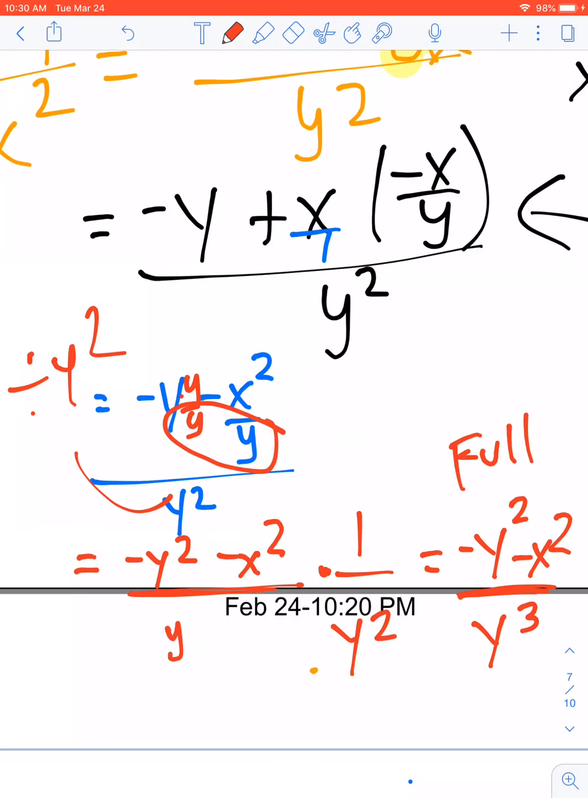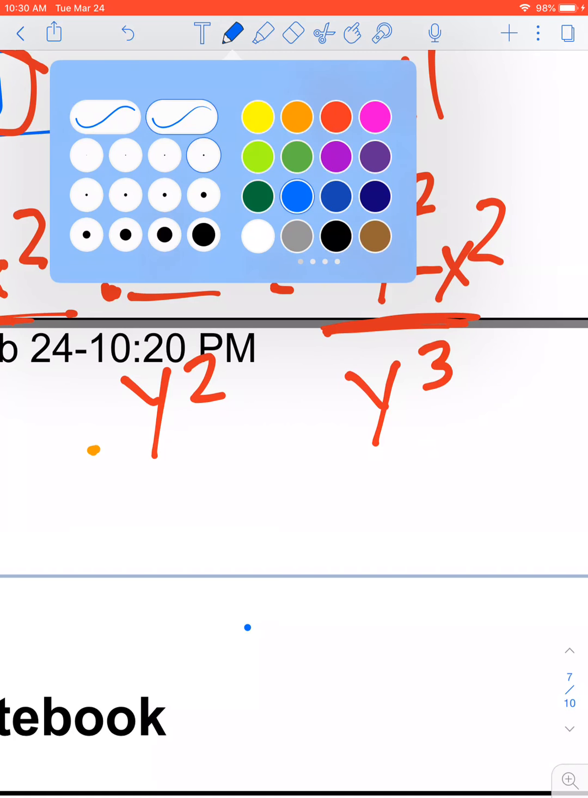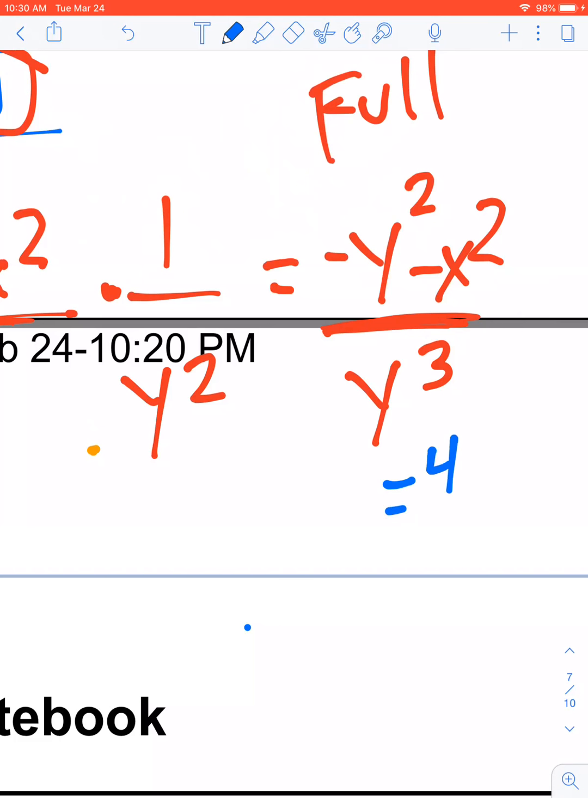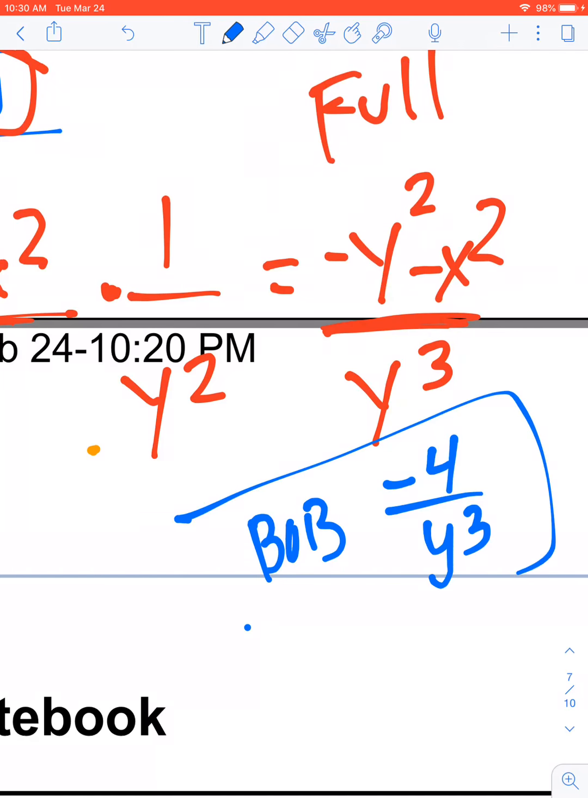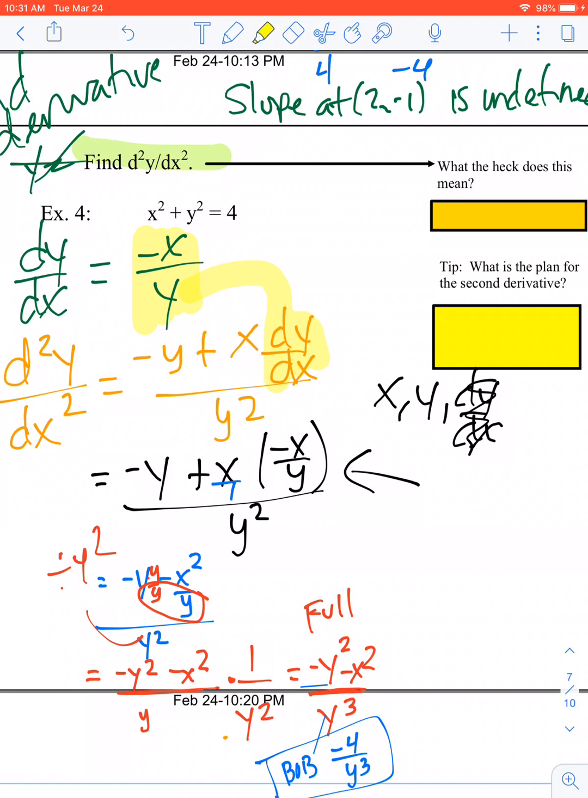But when you look at Bob, this is what Bob writes for his final answer. He says that the final answer is negative 4 over y to the third. And kids go, what the function? Where did that come from? Here's where it came from. It came from the original problem.